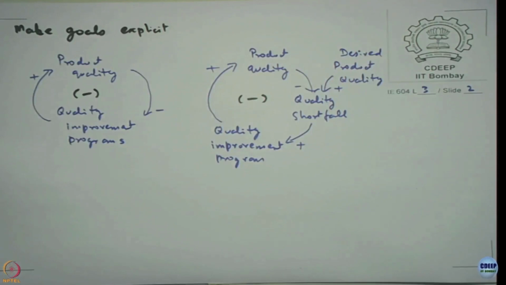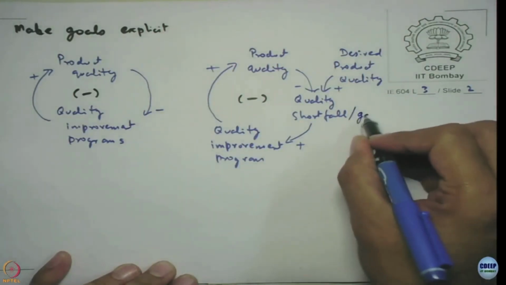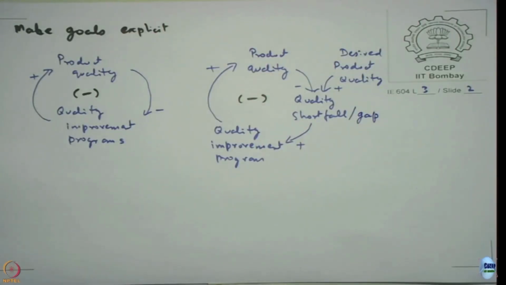Assume the desired quality is here and actual quality is here. So, if desired quality increases, the gap increases. So, instead of shortfall, let us call it quality gap. The gap in quality increases.